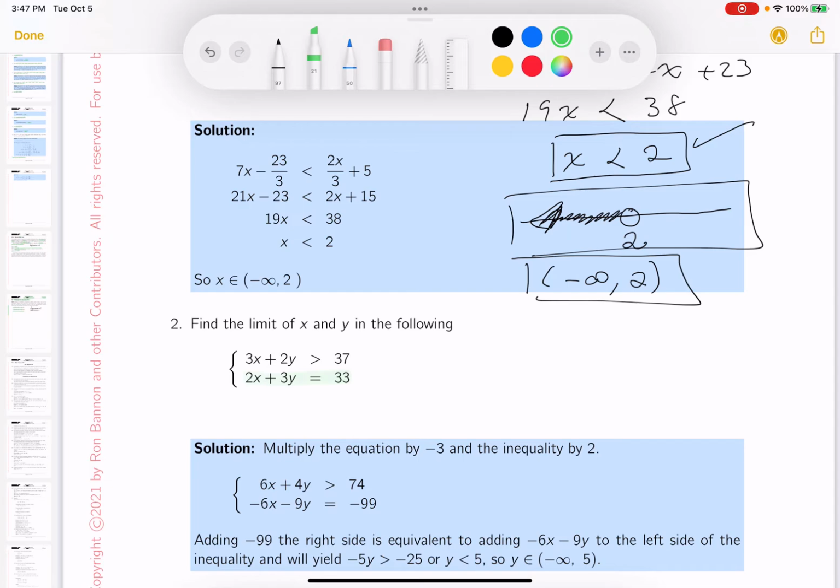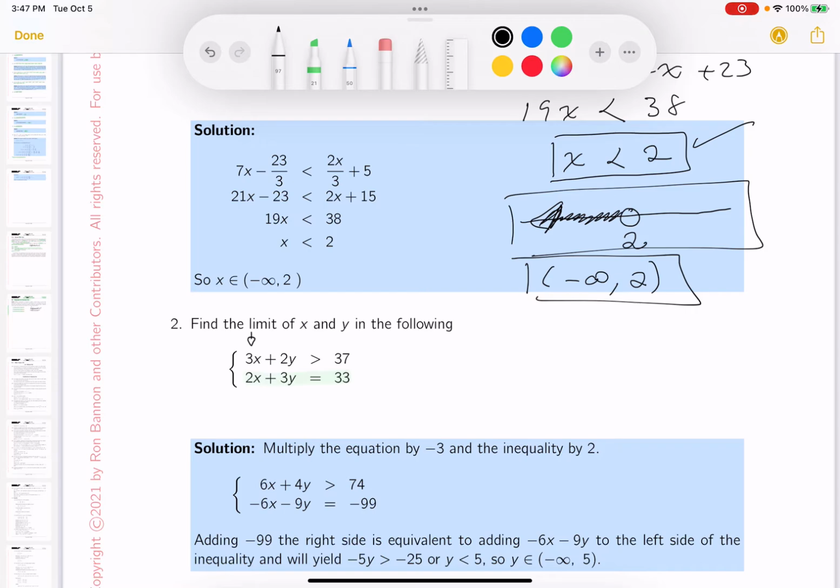So I'm going to say 33 is identical to 2x plus 3y. But what I'd like to do is use that to eliminate either the x or the y in the problem. The way I'm going to do it, I'm going to focus in on the x, and I want to make them opposite. Now my gut feeling here is I want to multiply the inequality by a positive number.